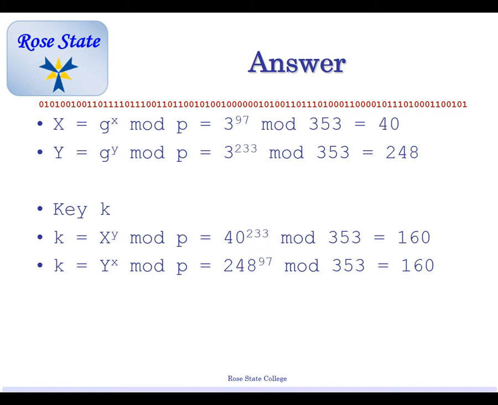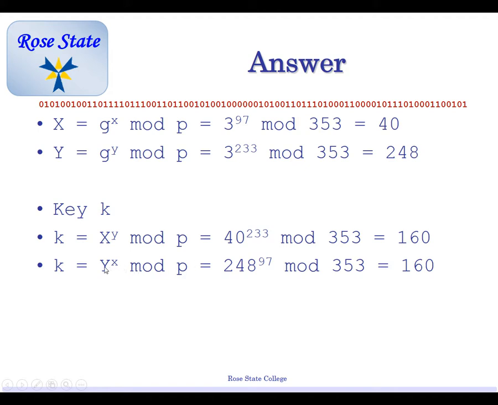Then we use the same G. Remember, one of them picked X and one of them picked Y, so now we're doing 3 to the 233, mod 353. Because the 97 and the 233 are the two that they don't know about right now. Okay? Then the key is the rest of it. You take the X you calculated, which is 40, raise it to the Y, 233, the same Y you used right here, mod 353, and you get 160.